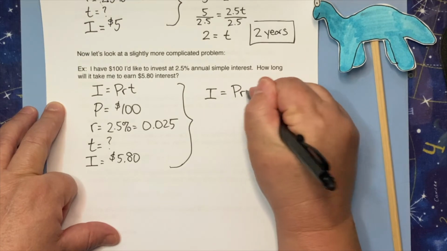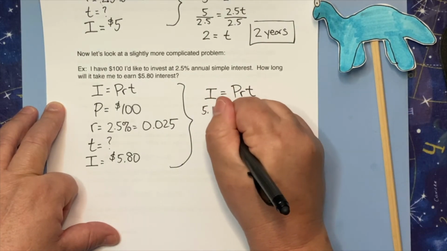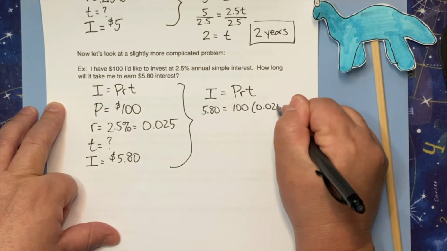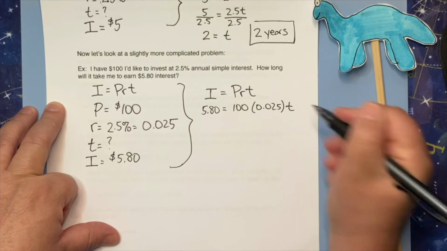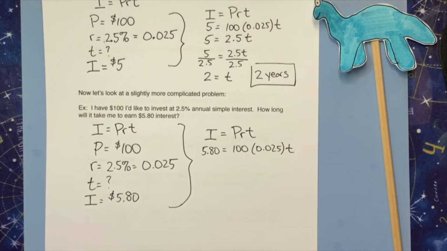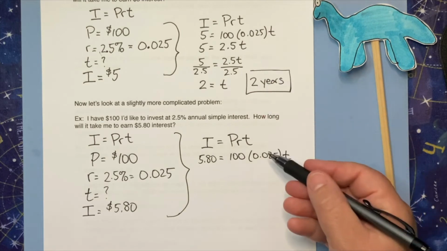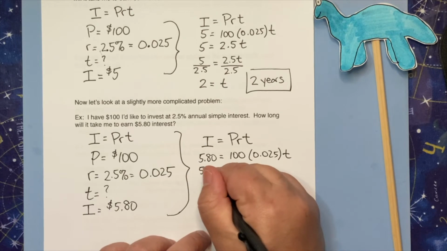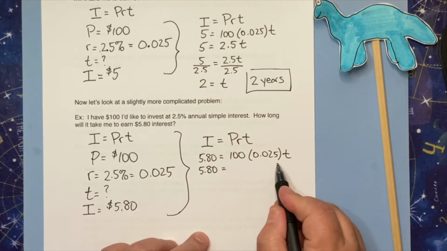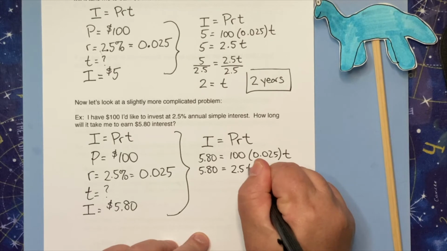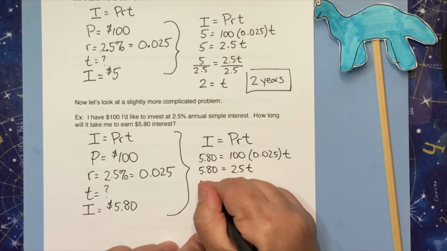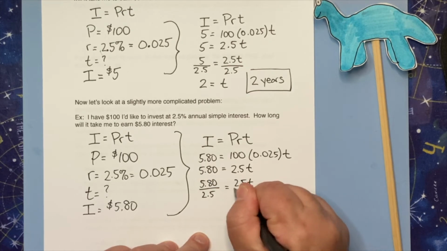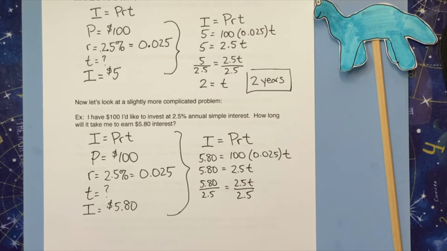I equals PRT. So 5.80 equals 100 times 0.025 times T. So far, if I pull this back up, you can see they're very similar. The only difference is this $5.80 here. So again, I'm going to simplify by multiplying out. Multiply these two things, I get 2.5T. I'm going to divide both sides: 5.80 over 2.5 equals 2.5T over 2.5, just like I did before.